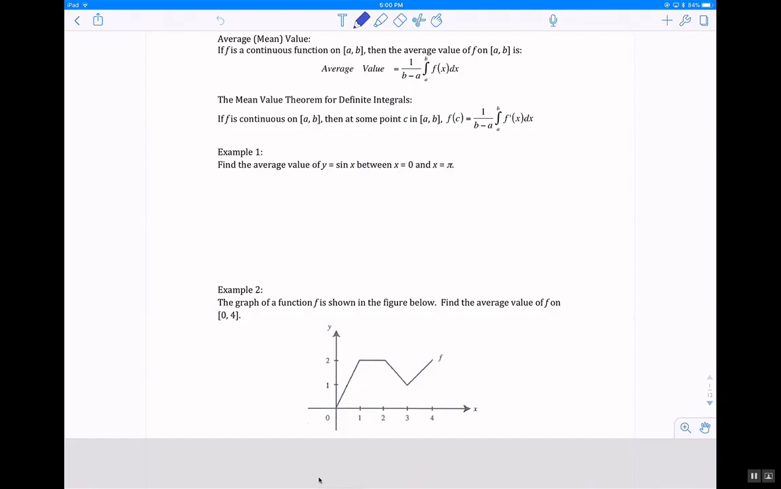Okay, so let's go ahead and take a look at this lesson. So average mean value. So we are going to cross out this part for right now. And we're going to cross out the word mean. Because every single time you see the average value, you're going to take 1 over b minus a and find the antiderivative.